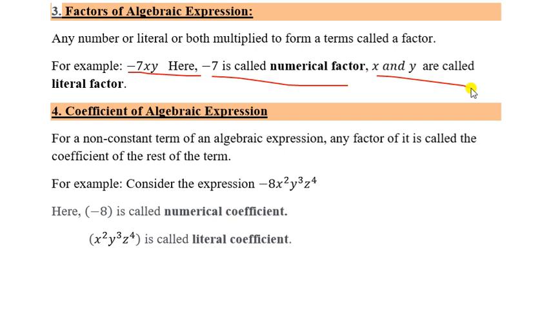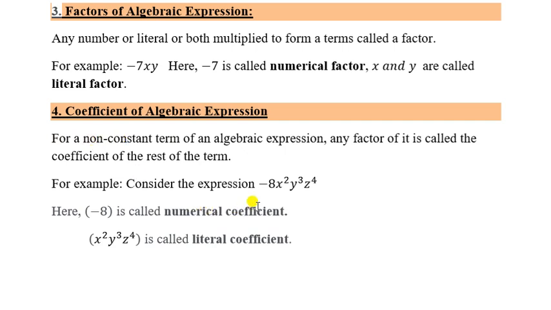Okay. Now I would like to explain coefficient. It will be easy if we explain with an example. Everything is easier when explained from an example. I wrote one definition. You can go through this definition. From a non-constant term of an algebraic expression, any factor is called the coefficient of the rest of the term.